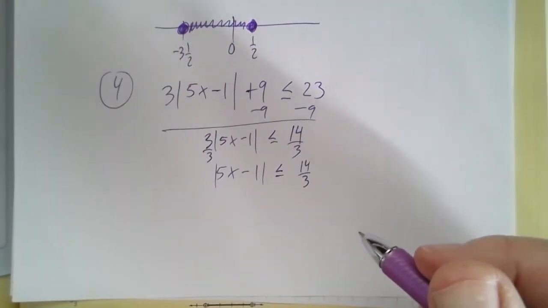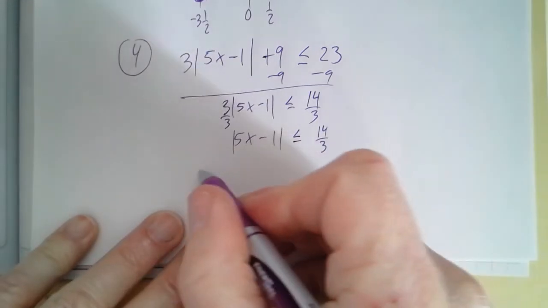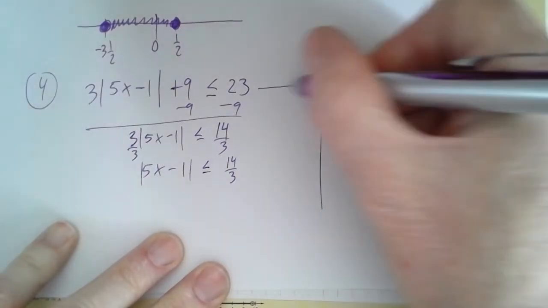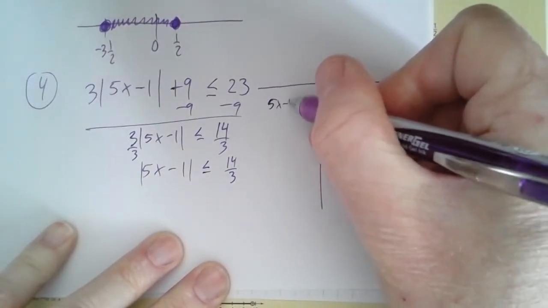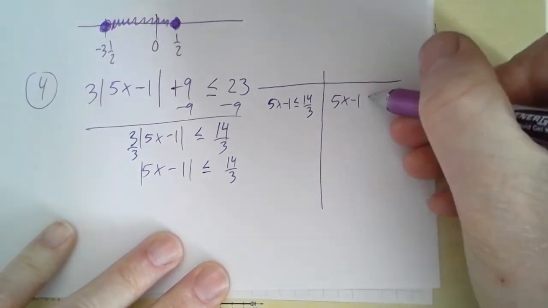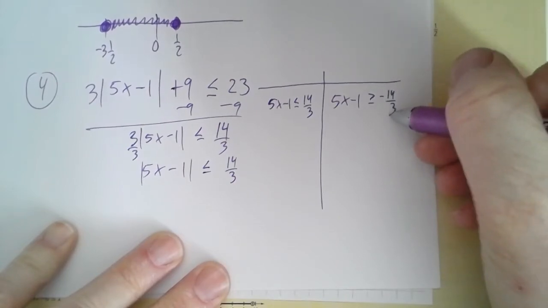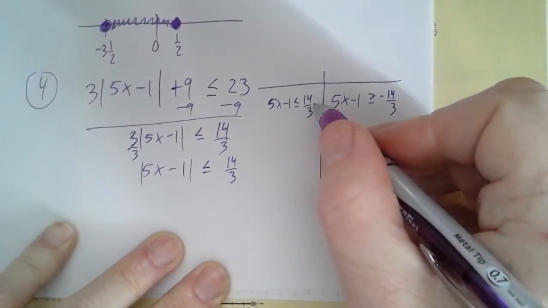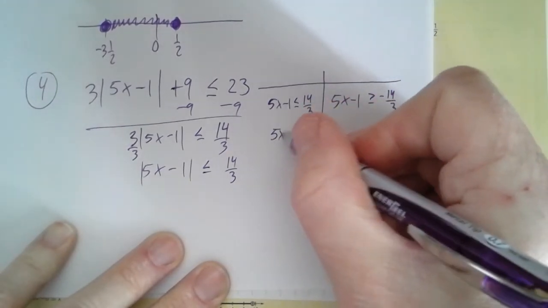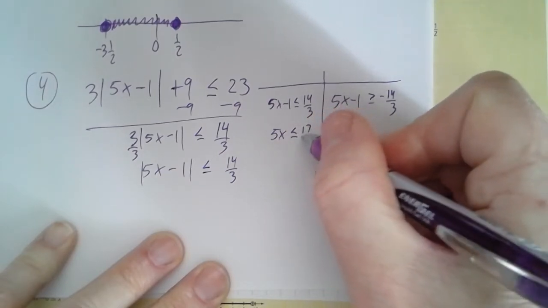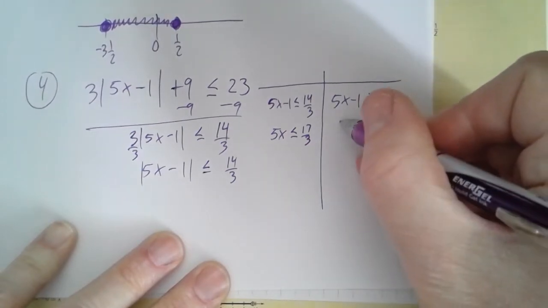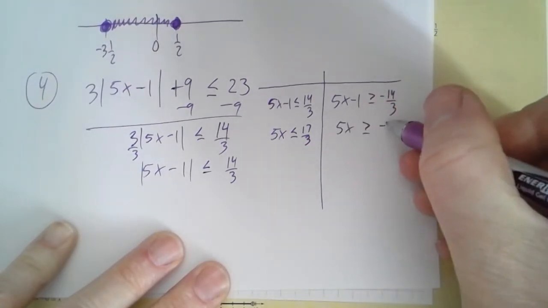Okay, now I'm going to make the 2 equations out of this. The fractions are not the funnest part here, are they? I'm going to go over here, split it up this way. So we get 5x minus 1 is less than or equal to 14 thirds. And 5x minus 1 is greater than or equal to negative 14 thirds. Okay, I'm going to add 1 over. Okay, that's 3 thirds. If you add that over, it would be 17 thirds. So 5x is less than or equal to 17 thirds. And then add 3 thirds over here. So 5x is greater than or equal to negative 17 thirds.